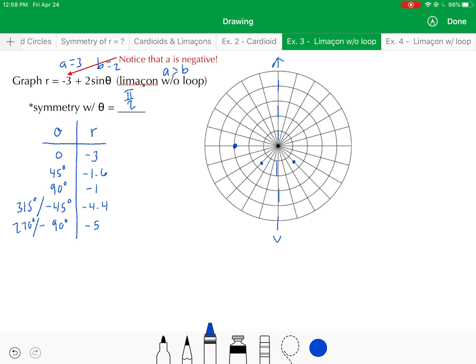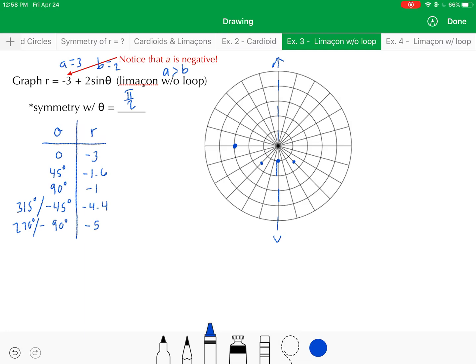Okay, if I did 90 degrees, plug that in, I end up with -1. So sweep out your 90 degrees. An R value of -1 takes you in the opposite direction, places you here right on the line of symmetry.